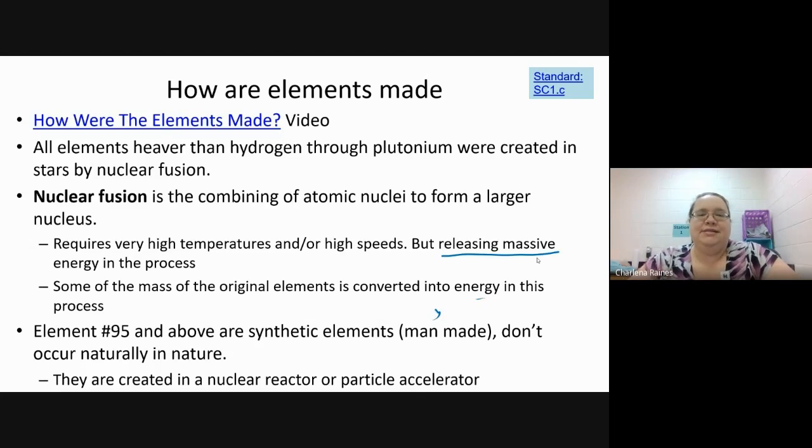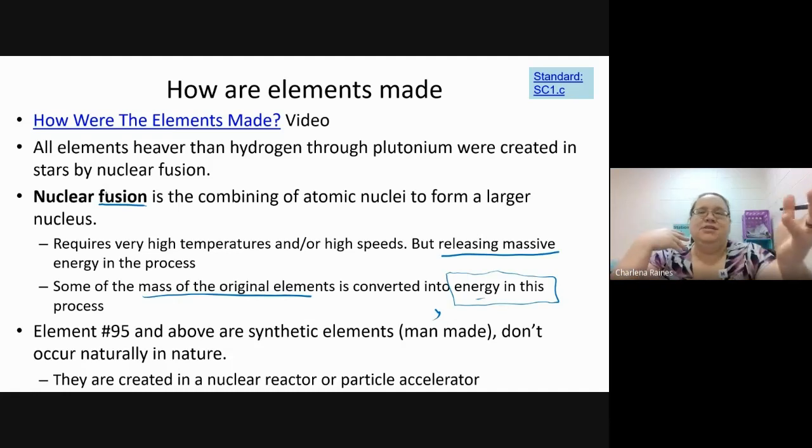In the process of making these new elements, a little bit of that mass of the original nuclei is converted into energy. And this is how suns or stars are able to give off light, because they're converting a little bit of their mass into energy. They're doing it through the concept of nuclear fusion.